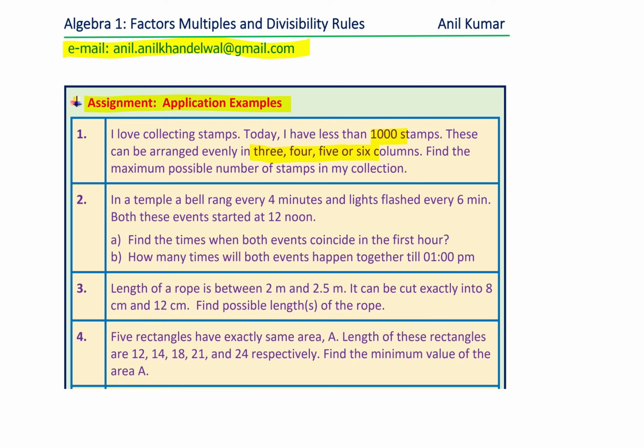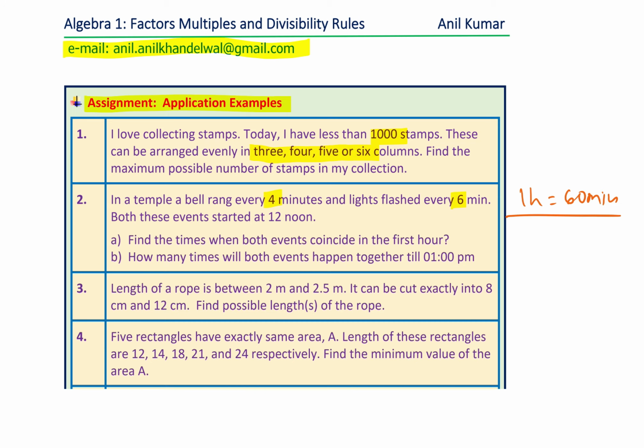Question number 2. In a temple, a bell rang every 4 minutes and lights flashed every 6 minutes. Both these events started at 12 noon. Find the times when both events coincide in the first hour. How many times will both events happen together till 1 p.m.? That is in the next hour. Correct? So that becomes your second question. Again, we're looking for the common multiples for 4 and 6. Time is in minutes. Hours, you remember, 1 hour is equal to 60 minutes.